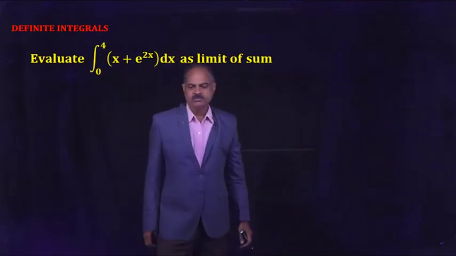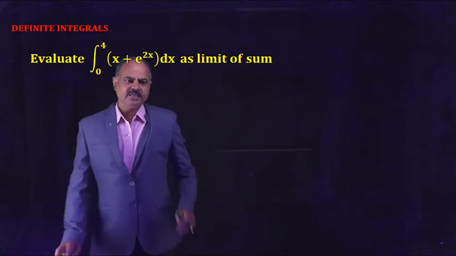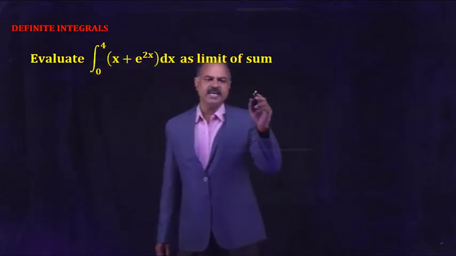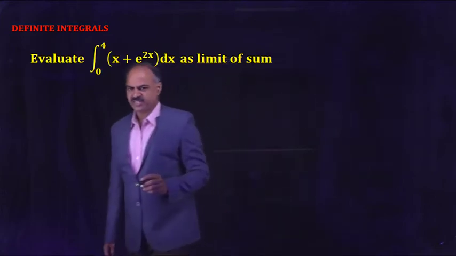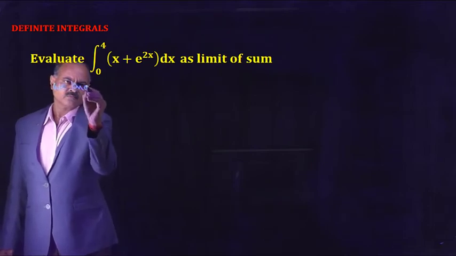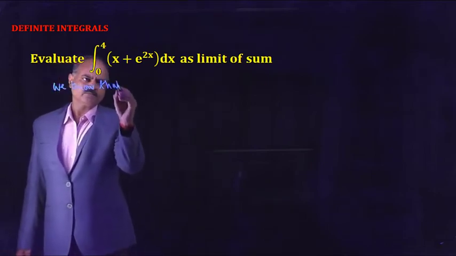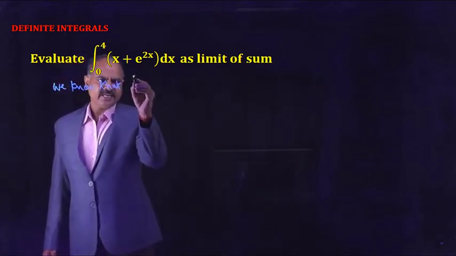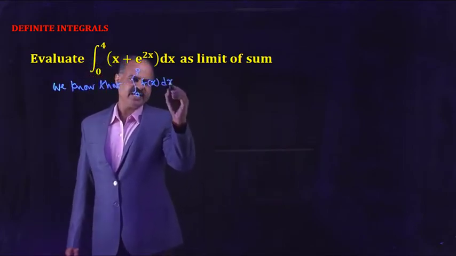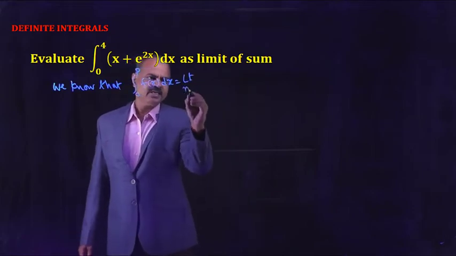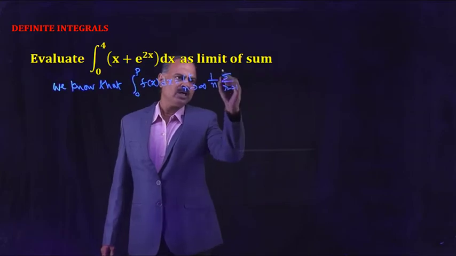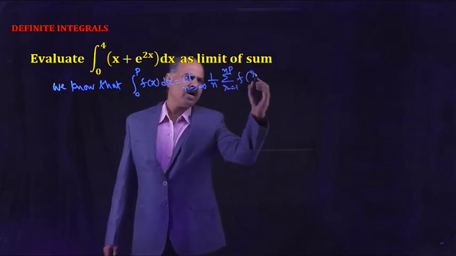Next problem, evaluate integral 0 to 4 of (x plus e power 2x) dx as a limit of a sum. We know that integral 0 to p f of x dx is equal to limit n tends to infinity 1 by n into sigma r equal to 1 to np f of r by n.